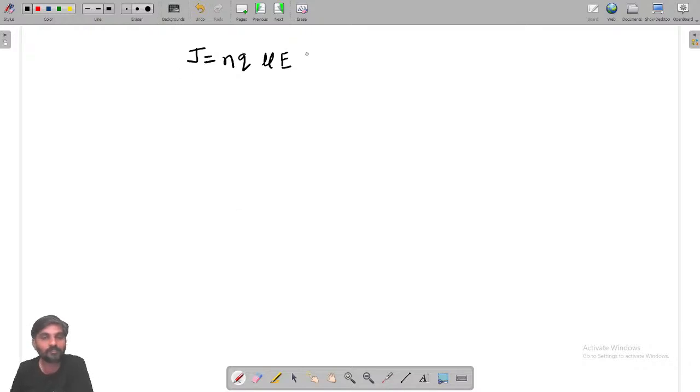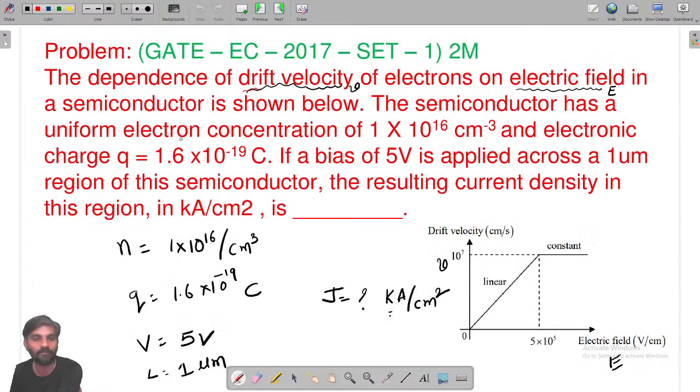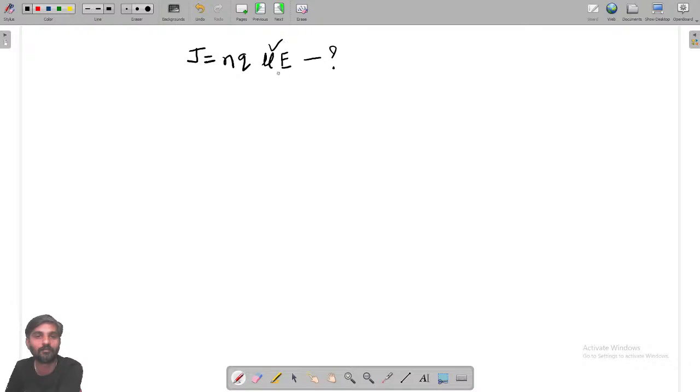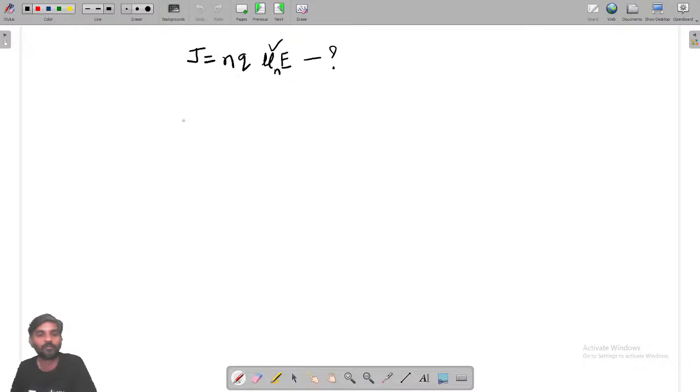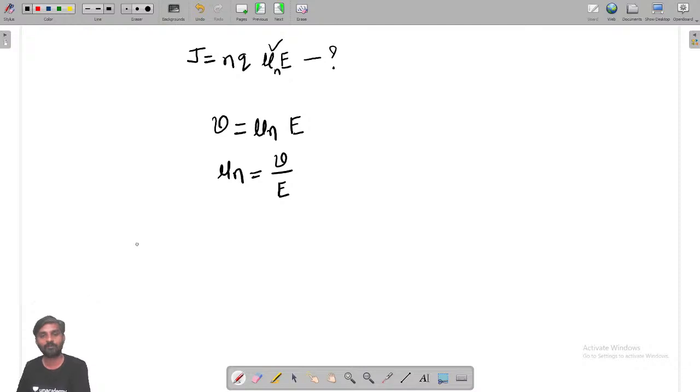So from the given data we can calculate. We need mu n, so first let us calculate mu n. We know that drift velocity V is equal to mu n into electric field, so mu n is equal to V by E. So how much is mu n?